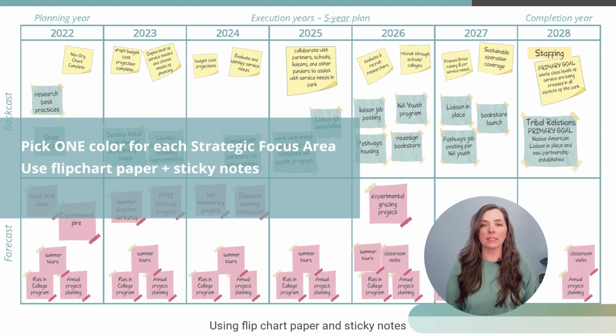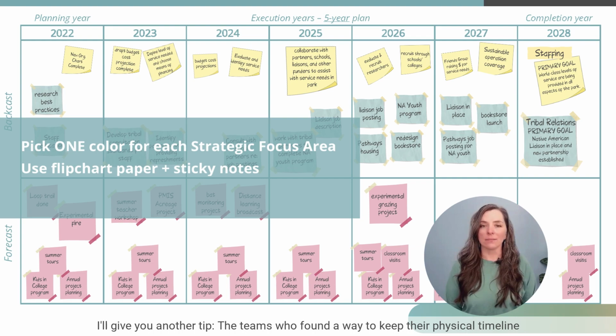Using flip chart paper and sticky notes for the first couple of passes through both backcasting and forecasting will make the process easier, because you will certainly find that you have to move some of your action steps around so that you feel like the workload is sustainable. Eventually, you'll put all the steps into a spreadsheet.